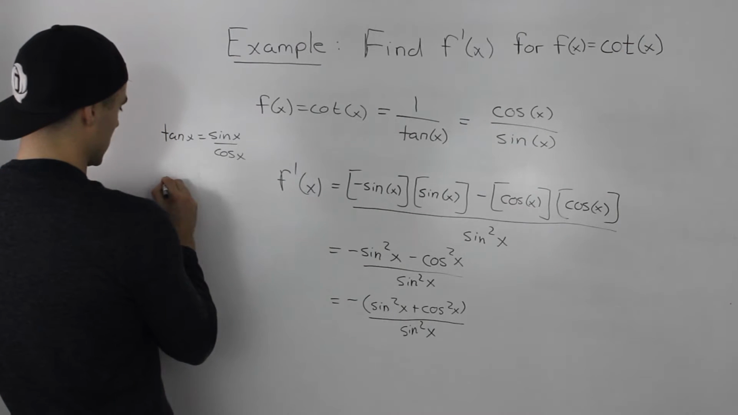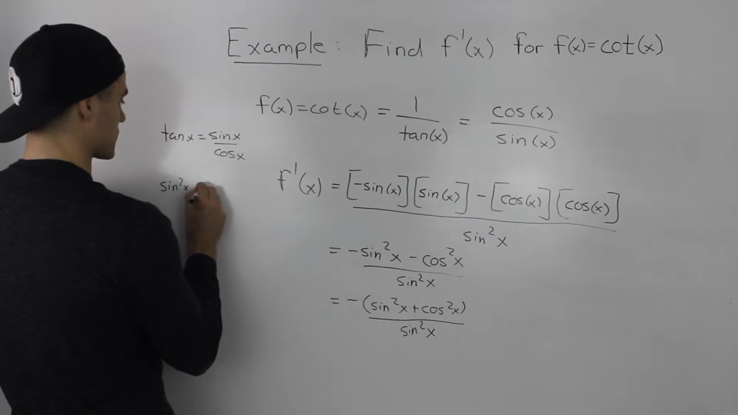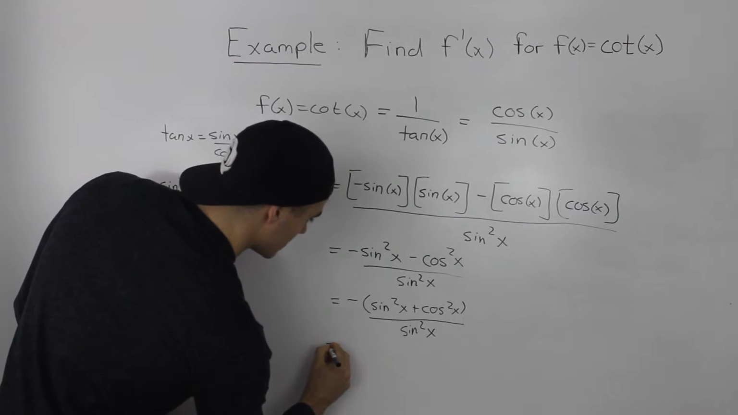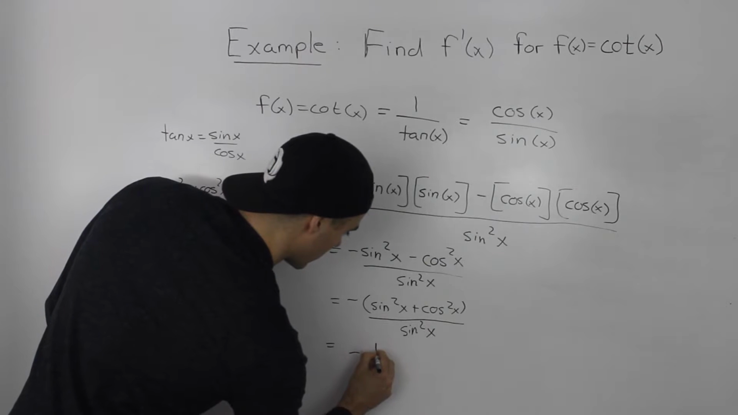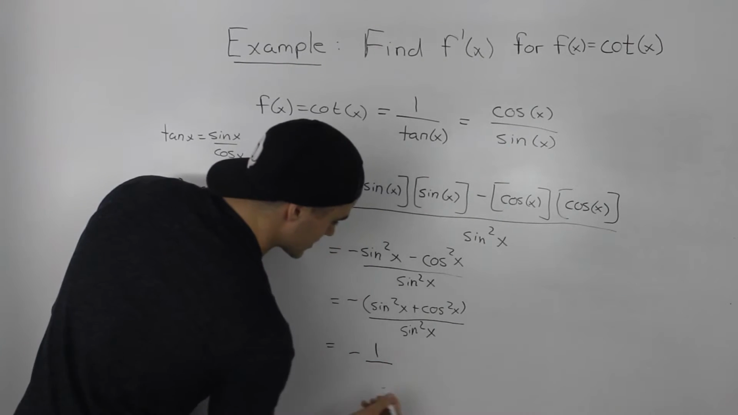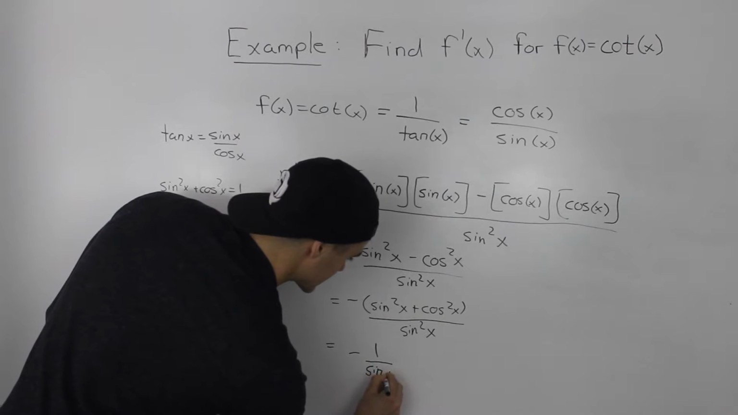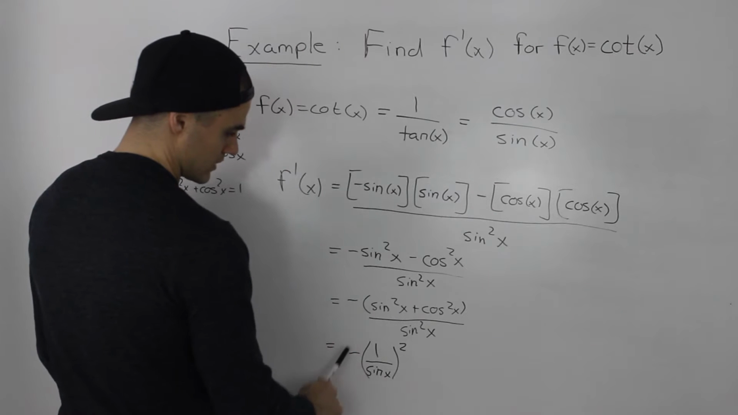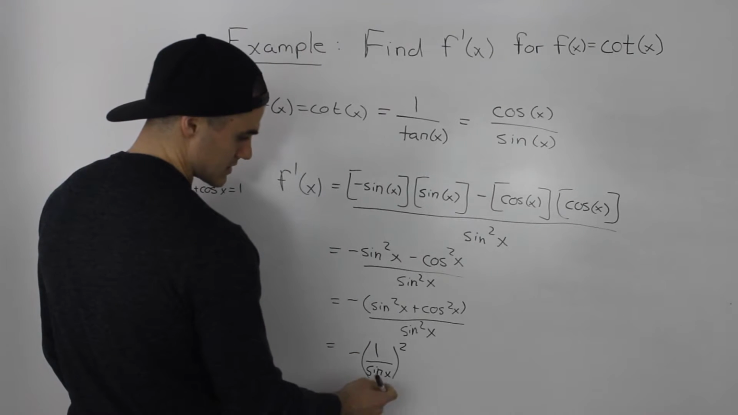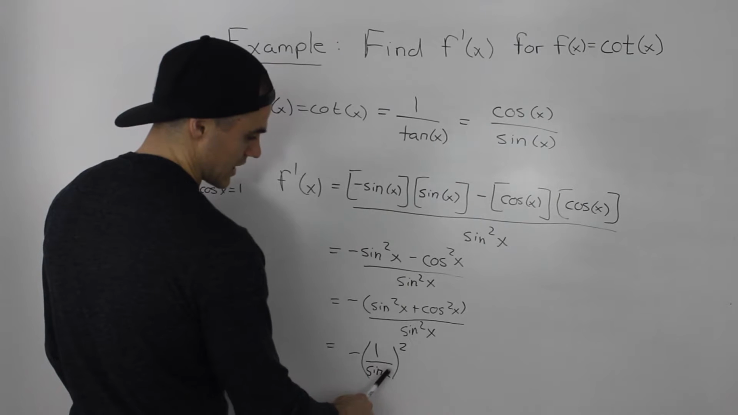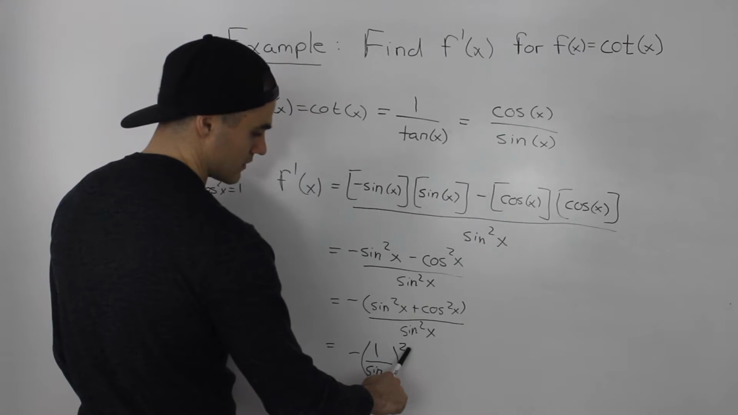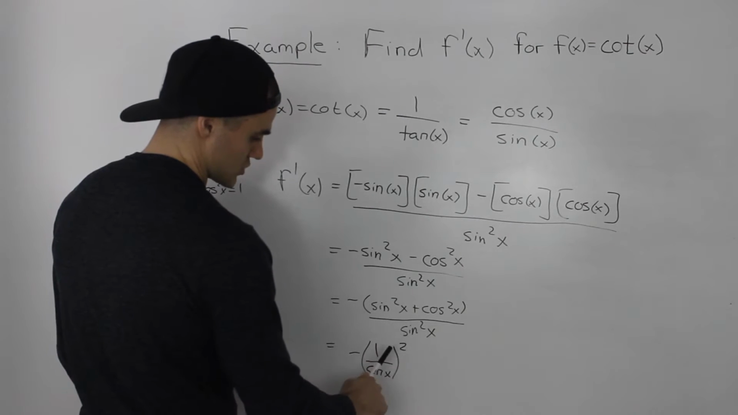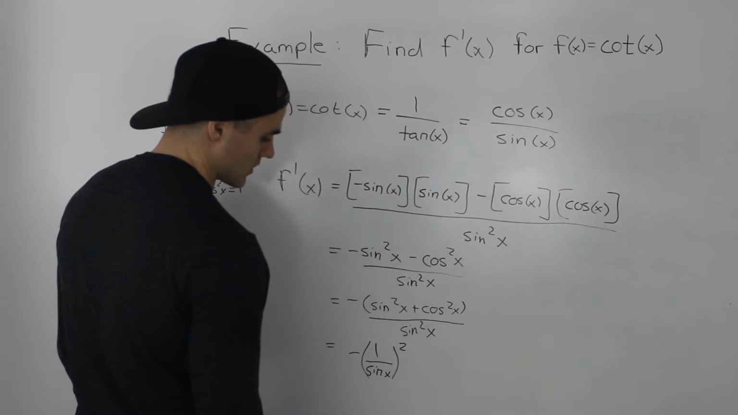And then if you remember the trig identity, sine squared x plus cos squared x, what does that equal? Well, that just equals 1. So we could sub in 1 there. So we'd have negative 1 over sine squared x, but let's rewrite that as sine x, and this will all be squared. Because negative 1 over sine squared x is the same as 1 over sine x squared, because if we distribute the exponent to the numerator and the denominator, 1 squared is just 1, and then sine x squared is just sine squared x.